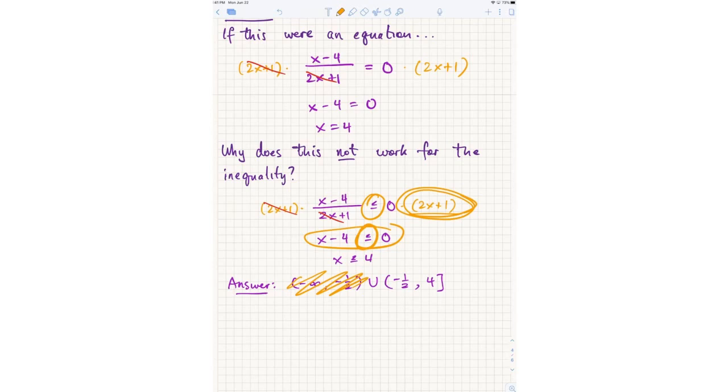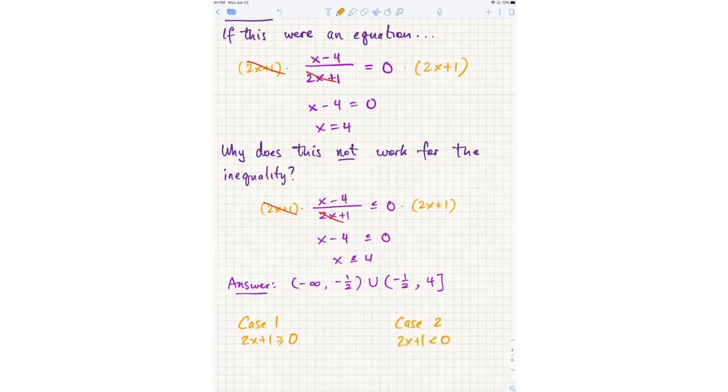Now, if you want to do this properly, you can do this in a few ways. One way is to actually do the two cases. You can say, okay, I'm going to do case 1, 2x plus 1 is positive, so the inequality won't reverse. And then case 2, 2x plus 1 is negative, so in that case, the inequality will reverse. And I'll solve them separately and then combine the solutions.